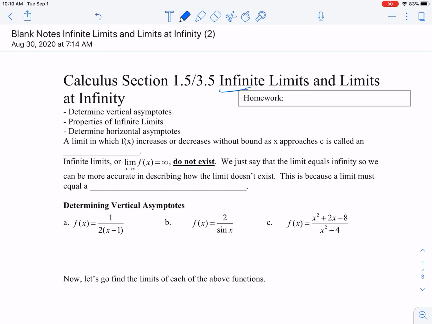Infinite limits deal with when x is approaching c, the y value is increasing without bound. A limit in which f of x increases or decreases without bound as x approaches c is called an infinite limit. Here's the notation: as it goes to infinity, the limit does not exist. We just say that the limit equals infinity, so we are more accurate in describing how the limit doesn't exist. This is because a limit must be equal to a real number.